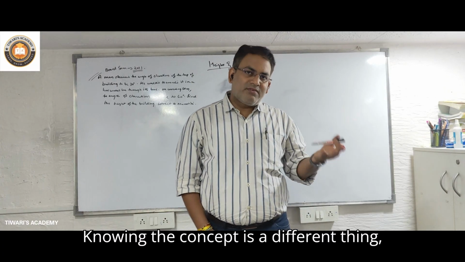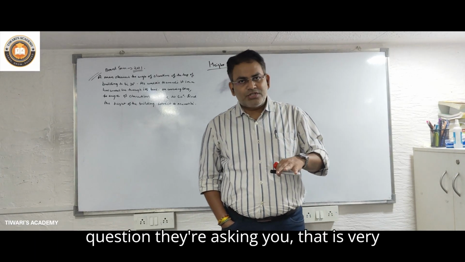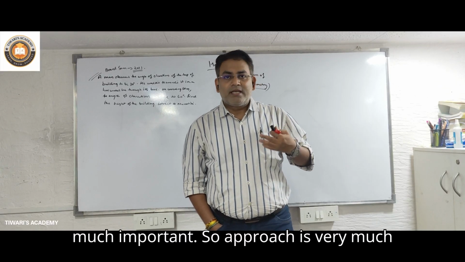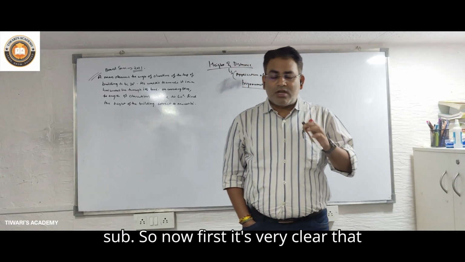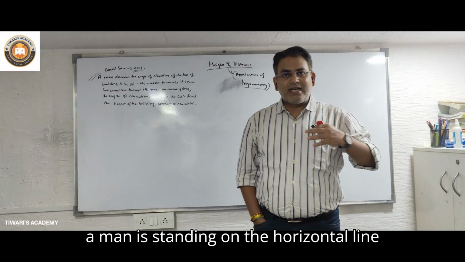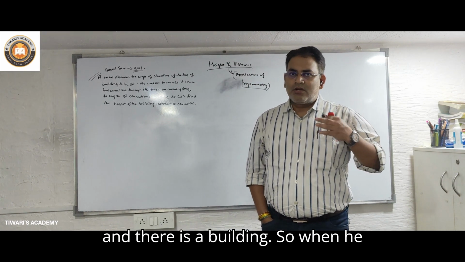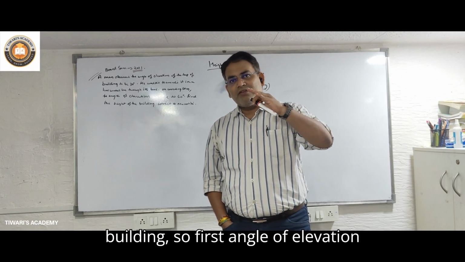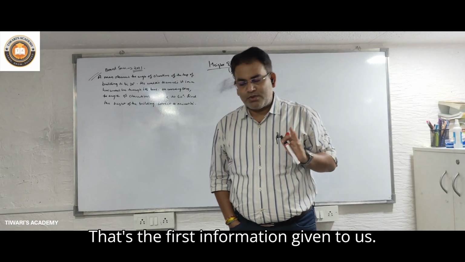Knowing the concept is a different thing, but trying to understand the kind of question they are asking you is very much important. So approach is a very important factor when you want to solve a sum. Now first, it's very clear that a man is standing on the horizontal line and there is a building. When he makes an angle of elevation toward the building, the first angle of elevation is 30 degrees. That's the first information given to us.